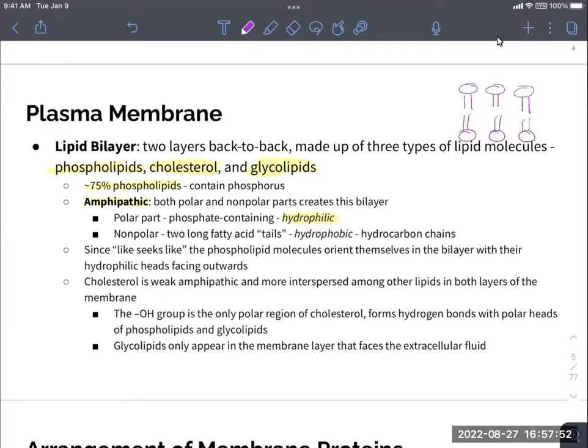Cholesterol is a weak amphipathic, and it is more interspersed among other lipids on both sides of that membrane. The hydroxyl group on cholesterol is the only polar part of cholesterol. So that hydroxyl group actually forms hydrogen bonds with the polar heads of the phospholipids and the glycolipids. So we could get some cholesterol molecules interspersed in here, and they've got hydrogen bonds holding them together.